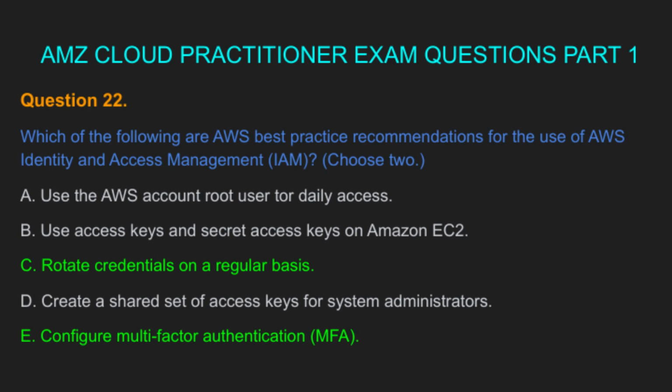AWS recommends rotating credentials, access keys, passwords, and access tokens every 90 days. This helps to ensure that even if a set of credentials is compromised, an attacker will only have access for a limited period of time. Configuring multi-factor authentication, MFA, for privileged users and roles can help to protect against unauthorized access, even if a user's password or access keys are compromised.